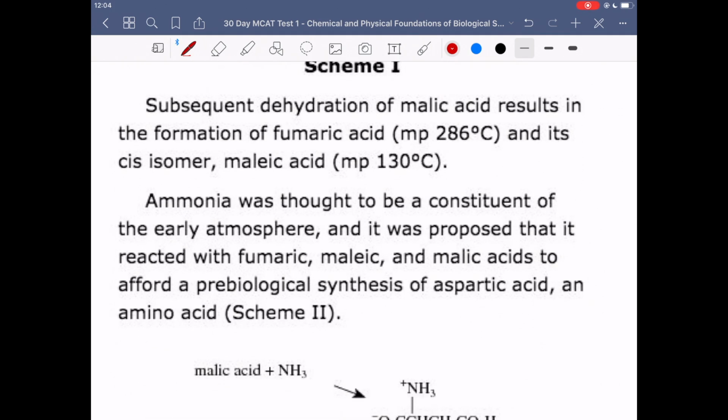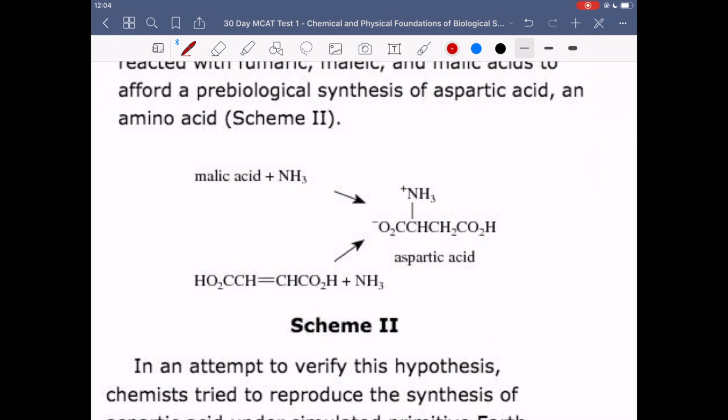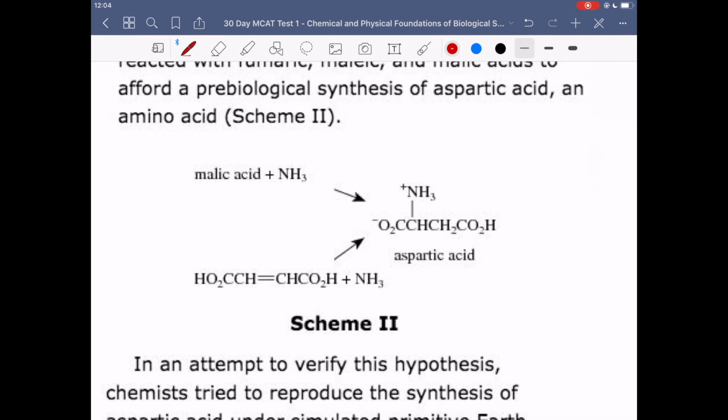Ammonia was thought to be a constituent of the early atmosphere, and it was proposed that it reacted with fumaric, maleic, and malic acids to afford a pre-biological synthesis of aspartic acid, which is another amino acid. So here in Scheme 2, this is an amino acid. The compounds that we made before, or malic acid, can react with ammonia, and now we see aspartic acid being formed.